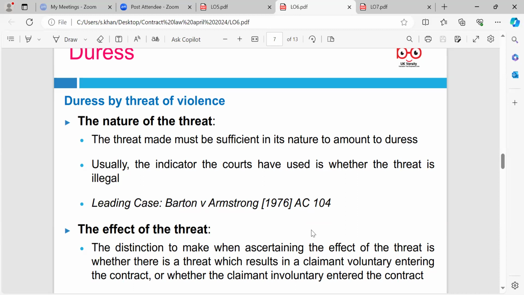The case of Barton and Armstrong 1976 is an authority for this point in regards to illegal act. In this case, a threat of murder was held to amount to an illegal act of sufficient nature.